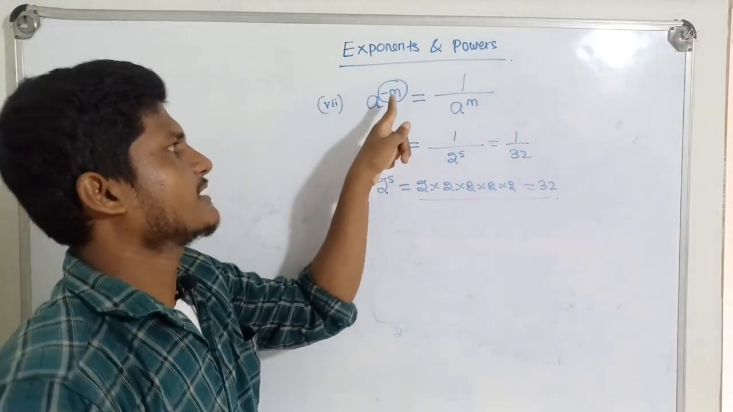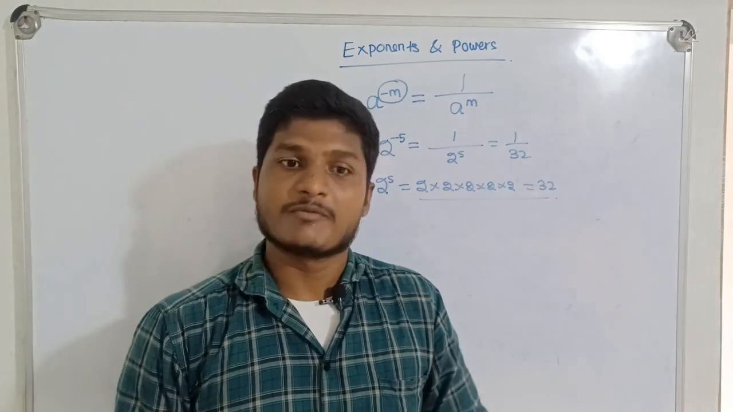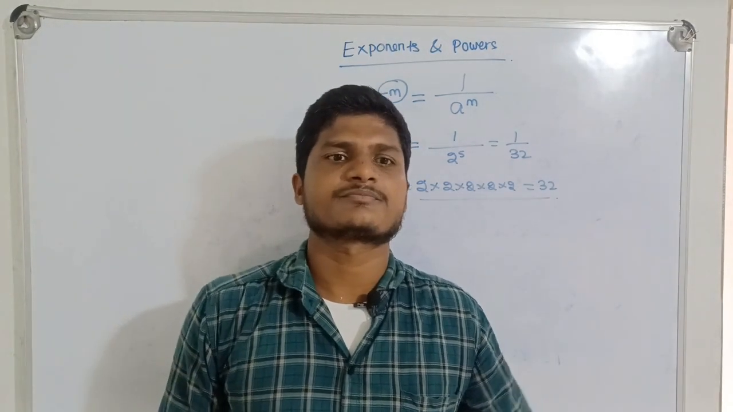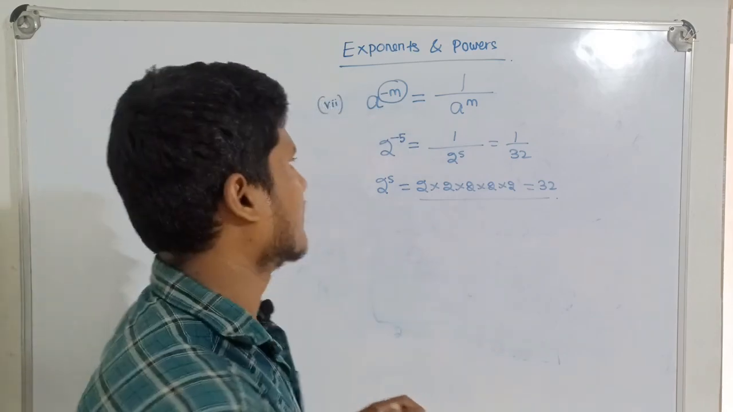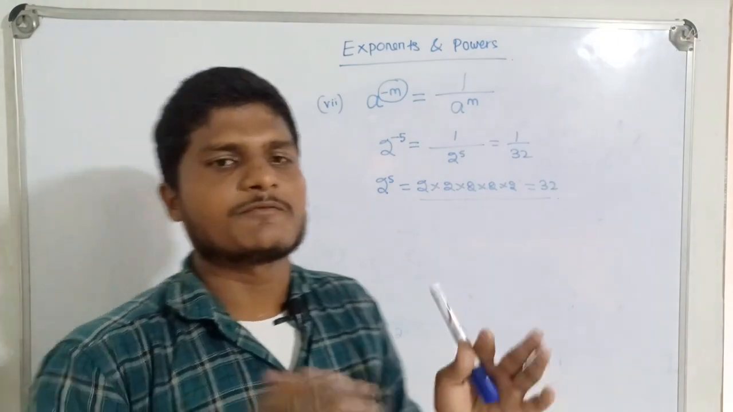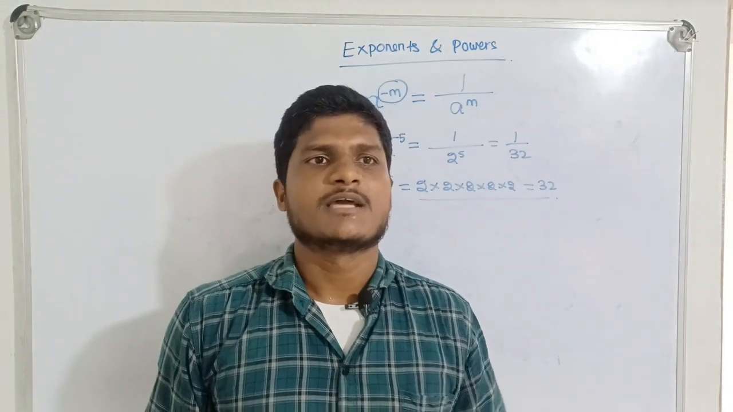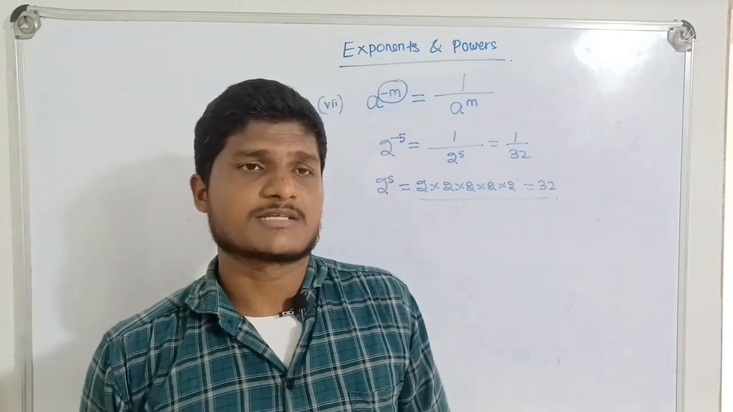Any number's power is negative, so the number will be reciprocal. Okay. Now these are the eight types of formulas which are discussed. Now we are going to discuss some questions.